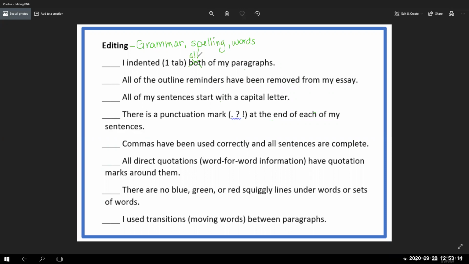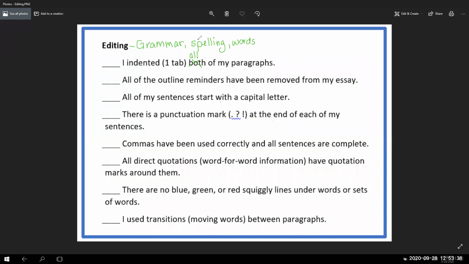All of my sentences start with a capital letter. Very important, ladies and gentlemen, to make sure that we're beginning our sentences with a capital letter, and it goes along with the next one. There's a punctuation mark at the end of each of my sentences, or questions, or exclamations. It's really going to depend on what you're writing and how you're sharing your ideas. You always want to make sure you have that punctuation at the end.